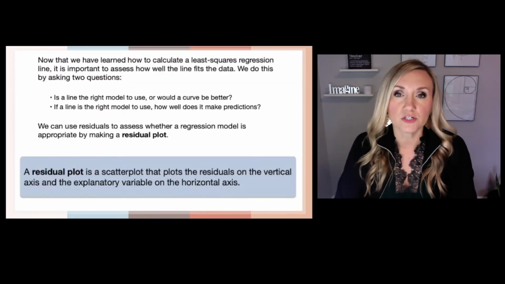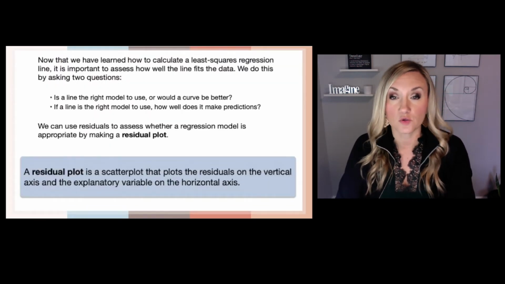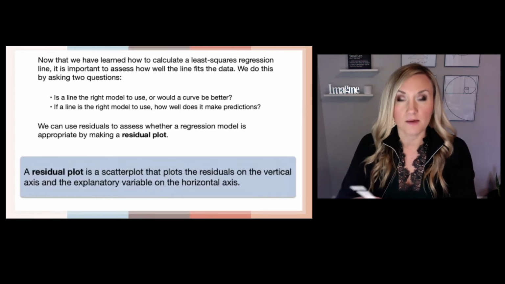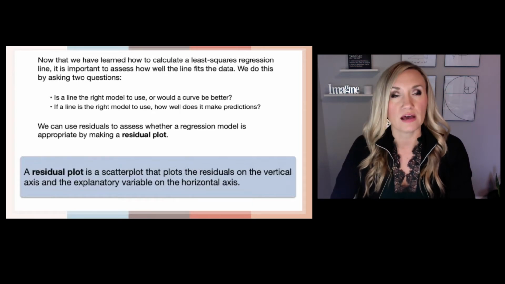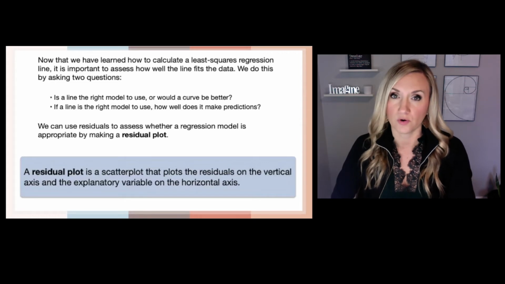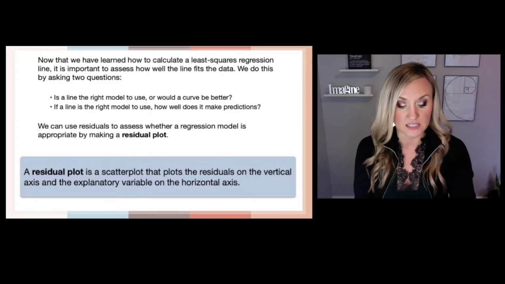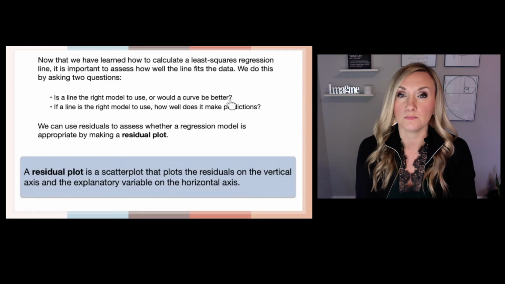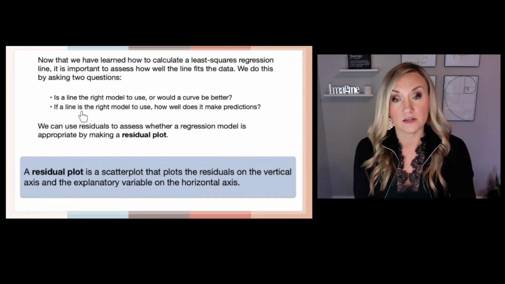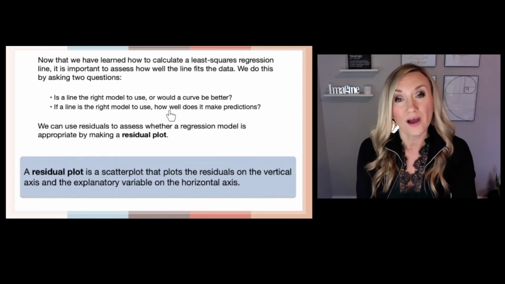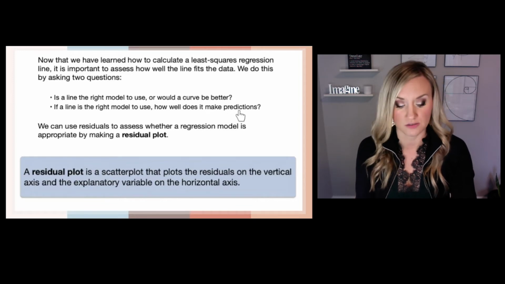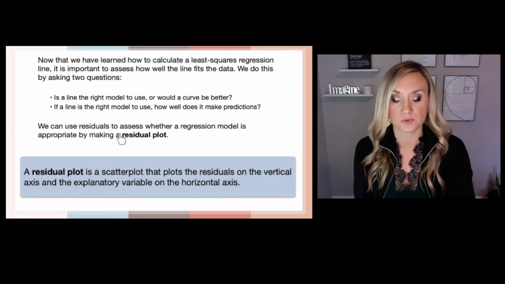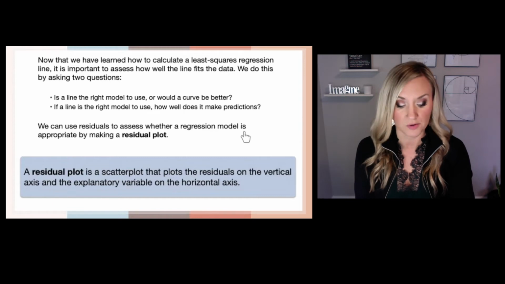So we have learned so far how to calculate the least squares regression line. And it's important to think about that line and whether it is a good fit for our data. So we ask ourselves these two questions. Is a line the right model to use? Or would a curved line be better? If the line is straight and it's right to use, how well does it make predictions? So we can use residuals to assess whether a regression model is appropriate by making a residual plot.